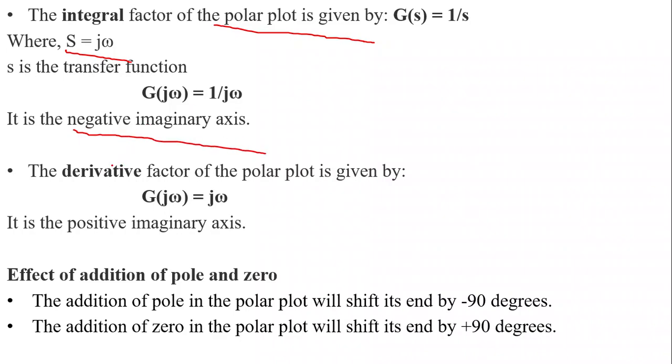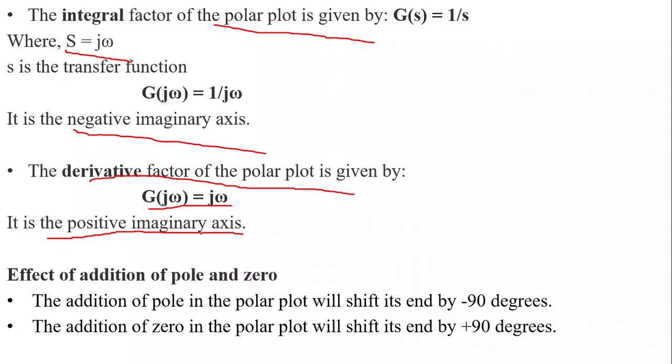Next, the derivative factor of the polar plot is given by G(s) equal to s. In the second step we replace s by jω, so G(jω) equals jω. So it represents the positive imaginary axis.